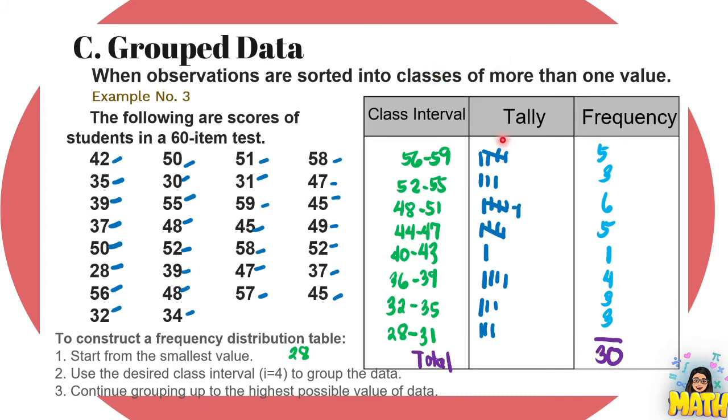In this frequency table, we have this class interval column, which is for the groupings of data. Kaya siya tinawag na group data dahil grinupo natin yung mga scores and nilagay natin yung corresponding frequency ng may mga scores na belong to that group.